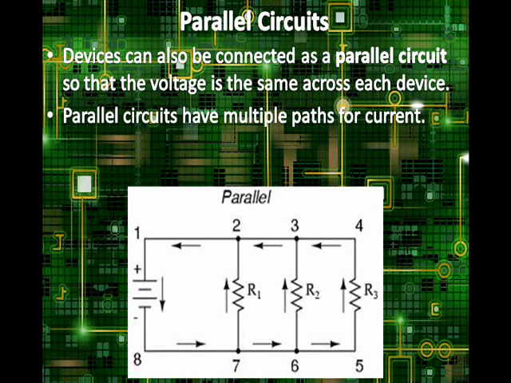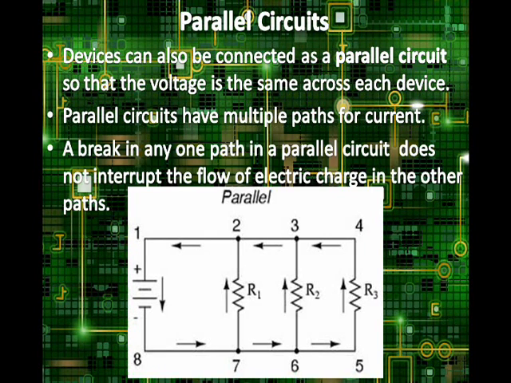3 branches. You have the first branch at R1, the second branch, R2, and the third branch, R3. Now that's telling you resistors, but that's just so that you know that there are 3 branches in this parallel circuit. And as you can see, there are 3 different pathways that the electrons can follow.